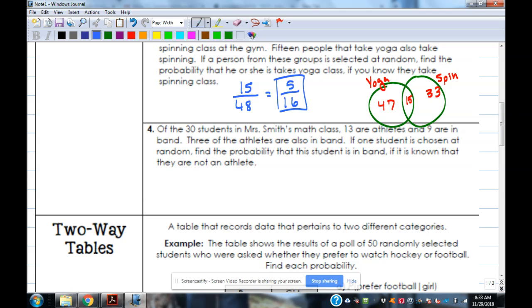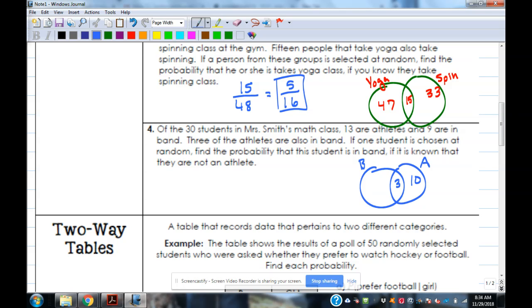So this one would be a good one to try to do the Venn diagram idea again. So we got band and athletes. Didn't mean to make the athletic circle bigger. Don't read into that, please. Meant to make them the same size. Okay, so how many people go in the middle? 3. How many people are athletes total? 13. So how many are just in this part of this circle? 10.